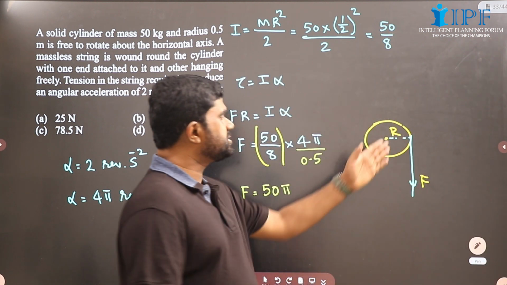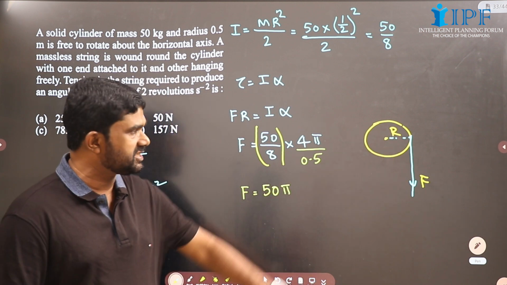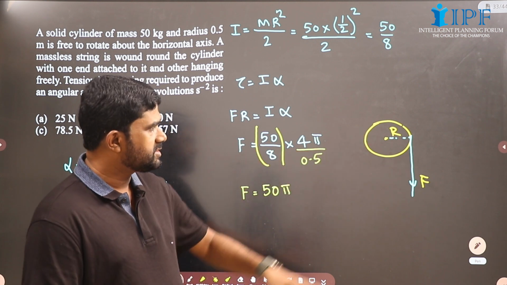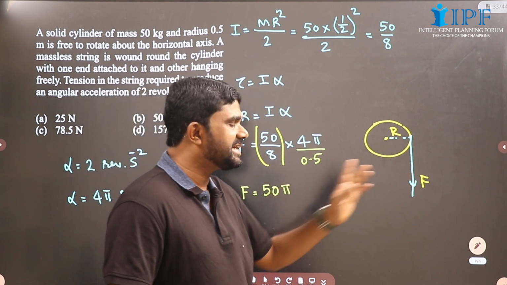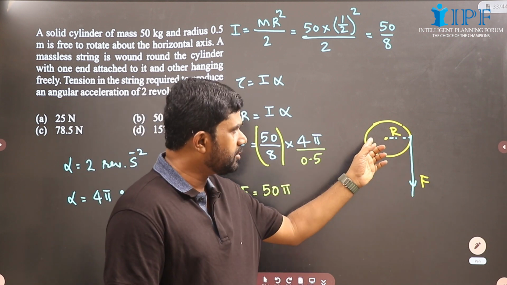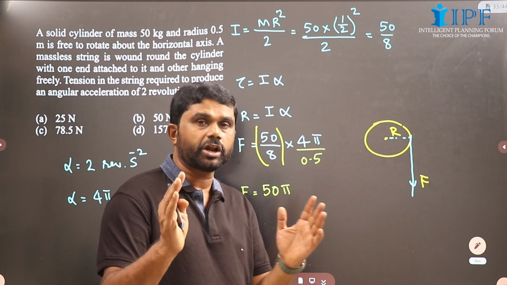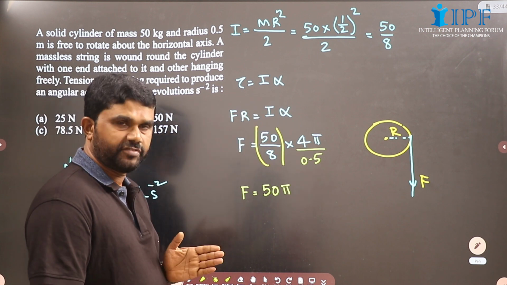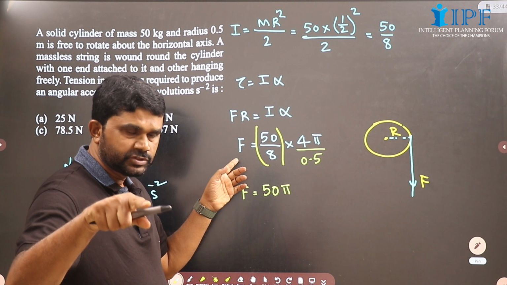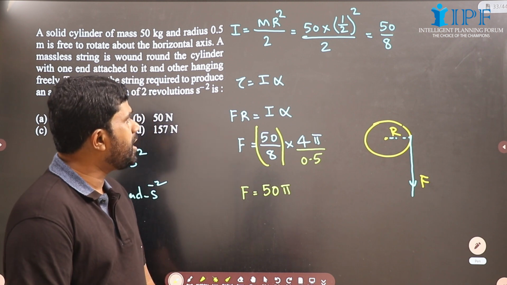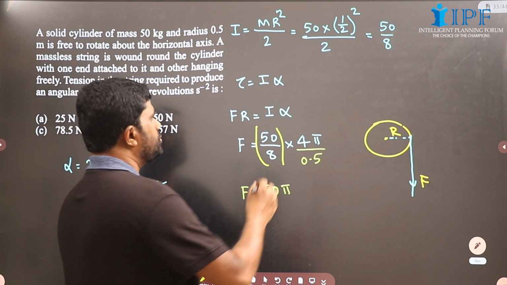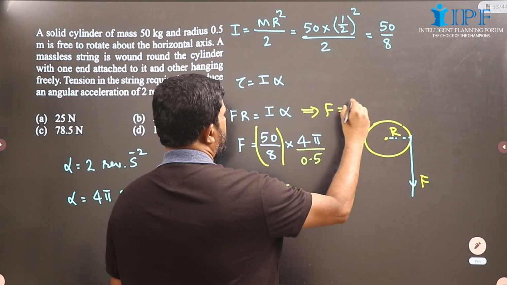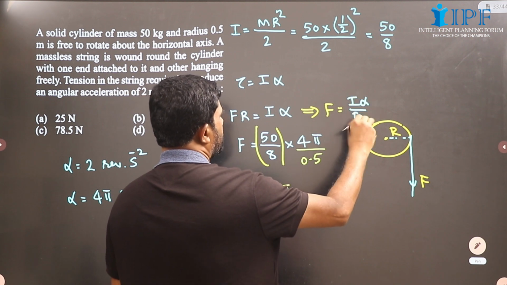Now suppose the tension in the string is capital F. This is the side view, as you view the cylinder from one side. This is the tension in the string, capital F. The perpendicular distance from the axis is capital R. So the torque will be force into perpendicular distance, tau equals FR, and it is equal to I alpha. F is what we have to find out, so that will be I alpha divided by R.